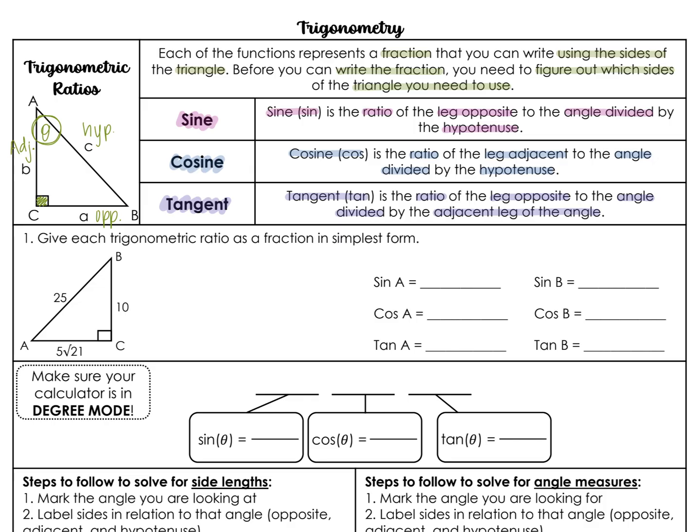So now let's look here at question number 1. They say give each trigonometric ratio as a fraction in simplest form. Okay, so here if I look, we have sine of angle A, cosine of A, tangent of A. Then over here we've got sine of B, cosine of B, and tangent of B. So our answers are going to switch up, but we're going to use the same triangle. And I'm going to start off with my angle A's first, and we are going to identify our opposite, hypotenuse, and adjacent from that angle.